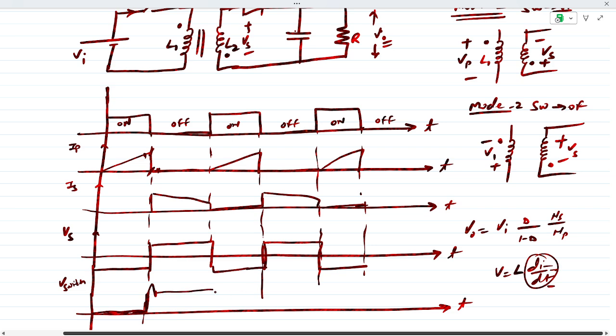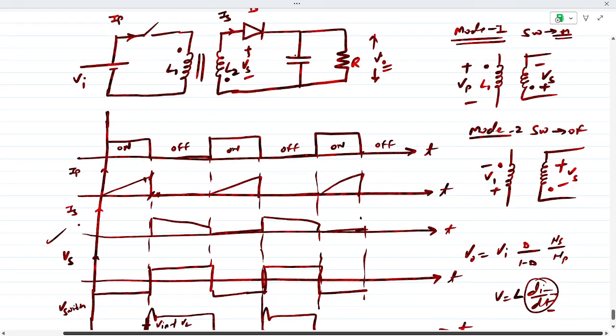Then again when the switch is on, it is going to be 0, and when the switch is off, it has some spike here, then again it is going to be 0. So this voltage is more than the input voltage, because it has the input voltage plus the voltage due to the energy stored in L1 when it was on. Great. So this is the working of the flyback converter.